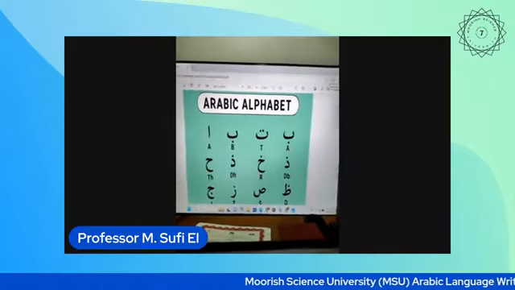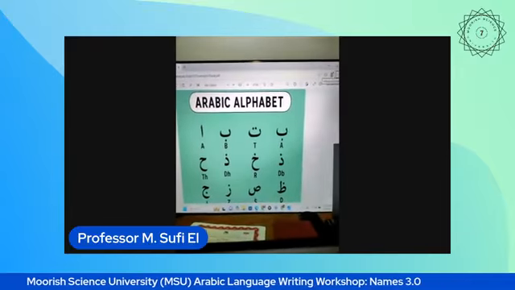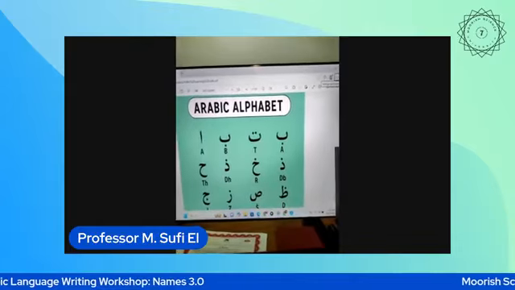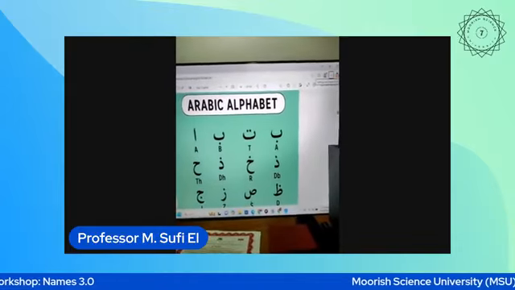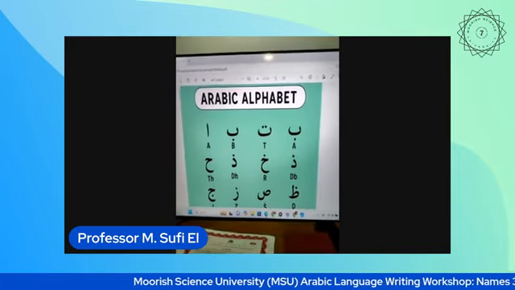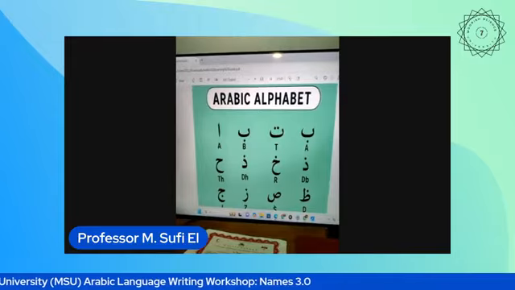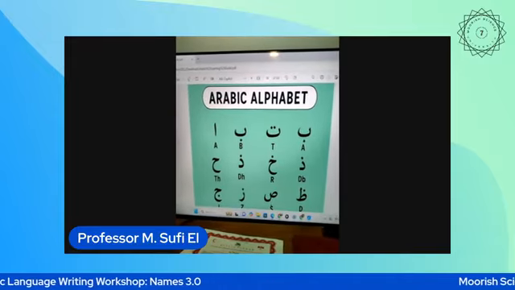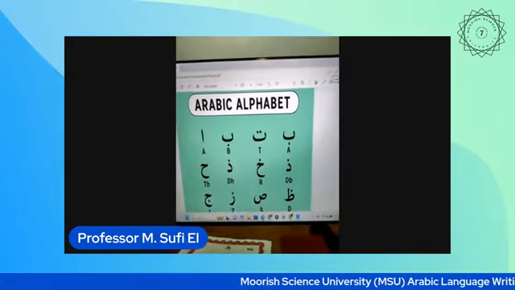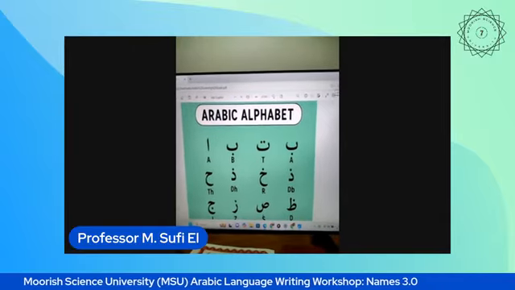Listed here is the modern standard Arabic with the letters with the dots included, the nukta. There are 28 Arabic letters as compared to 26 in the modern American English letters, and some of them don't even have an English equivalent. Let's just say it like that.